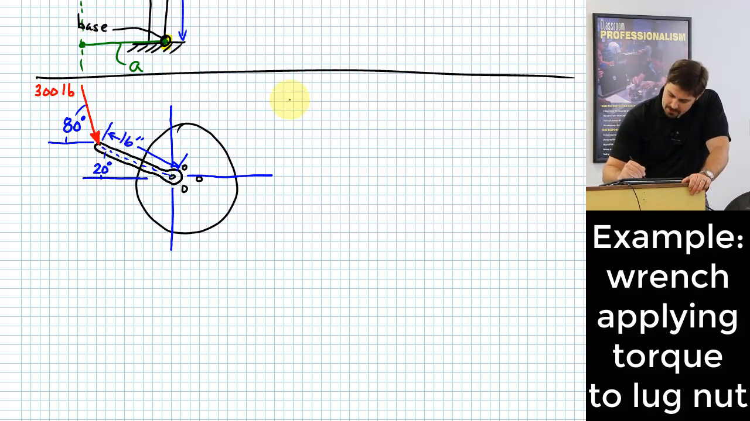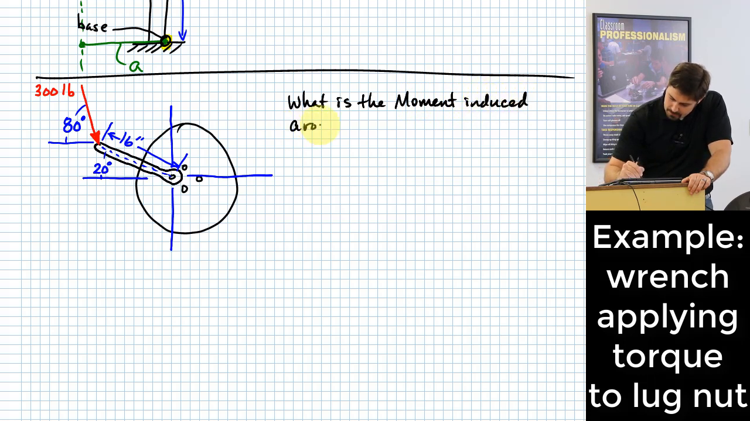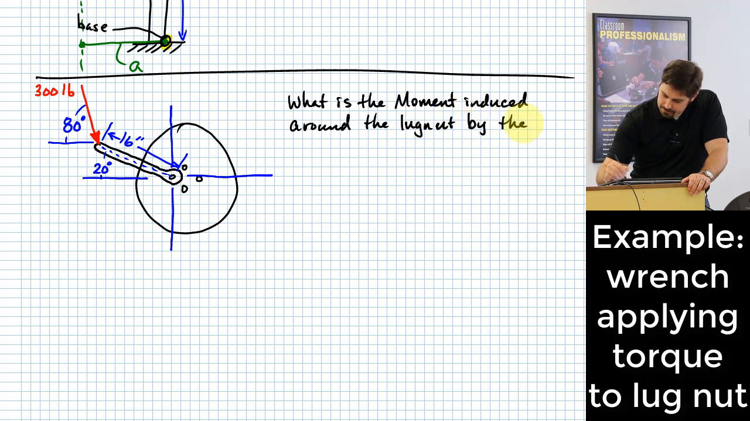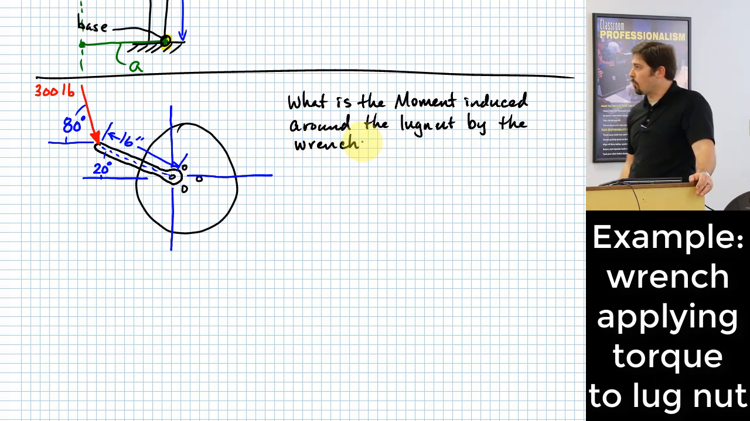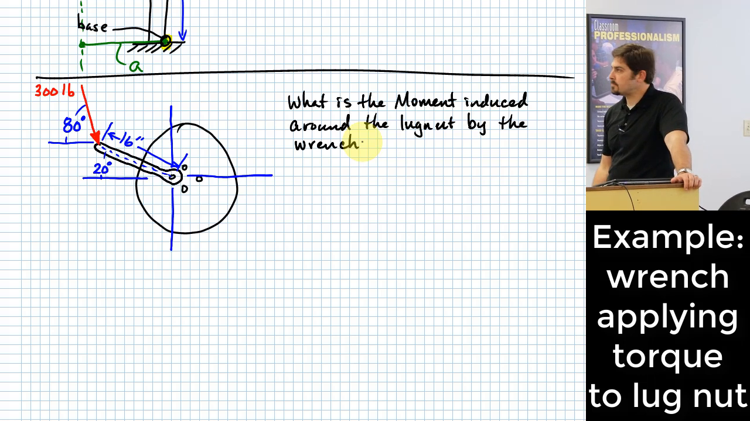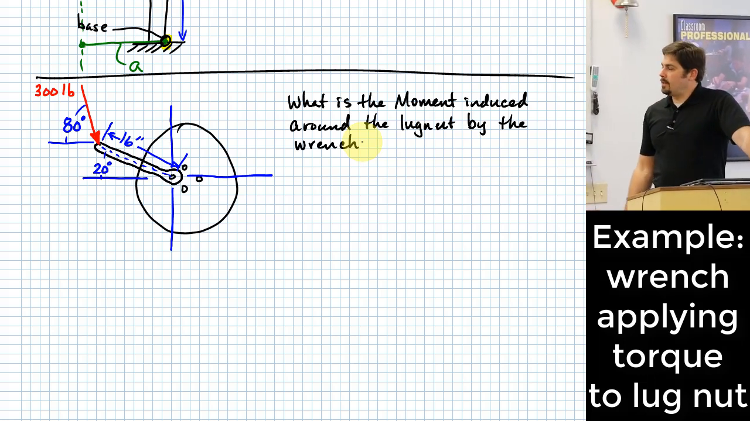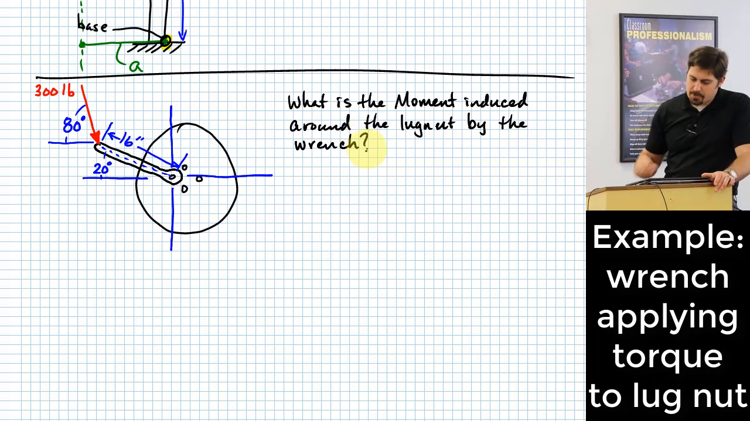And my question is, what is the moment induced around the lug nut by the wrench? And really, it's by the force we're applying to the wrench, right? Okay? How should we proceed?